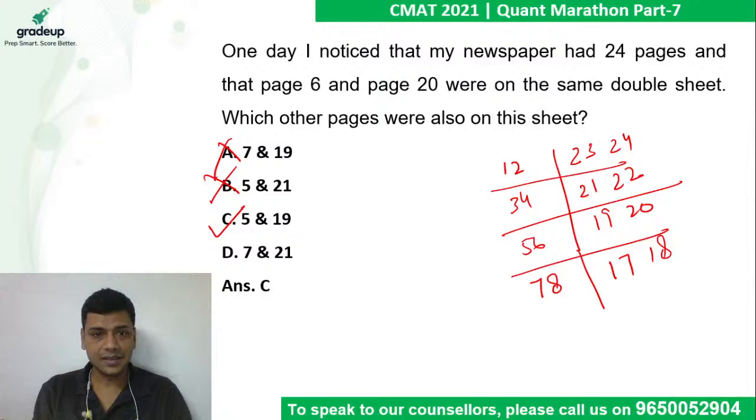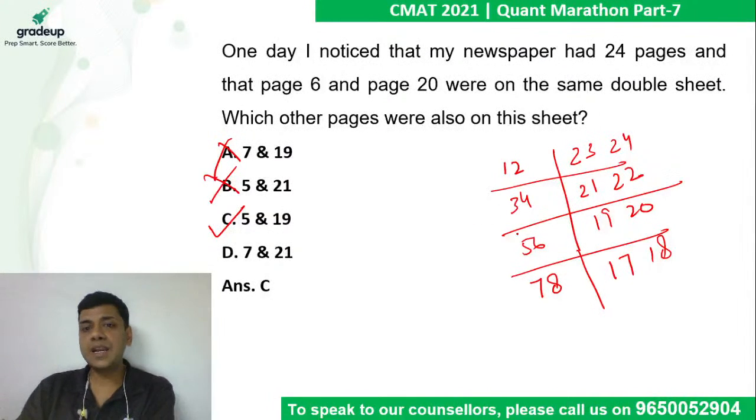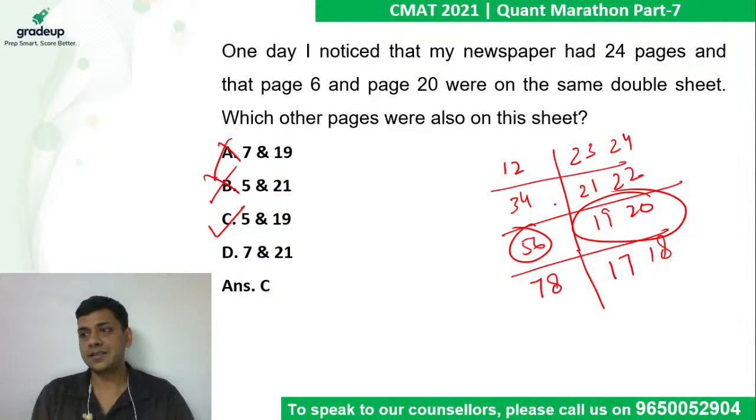Yes, guys? So basically, it's not that difficult. You just need to look at which all pages are there. And the minute I realize 5, 6 and 19, 20 are on the same sheet, it was the right approach. Yes?